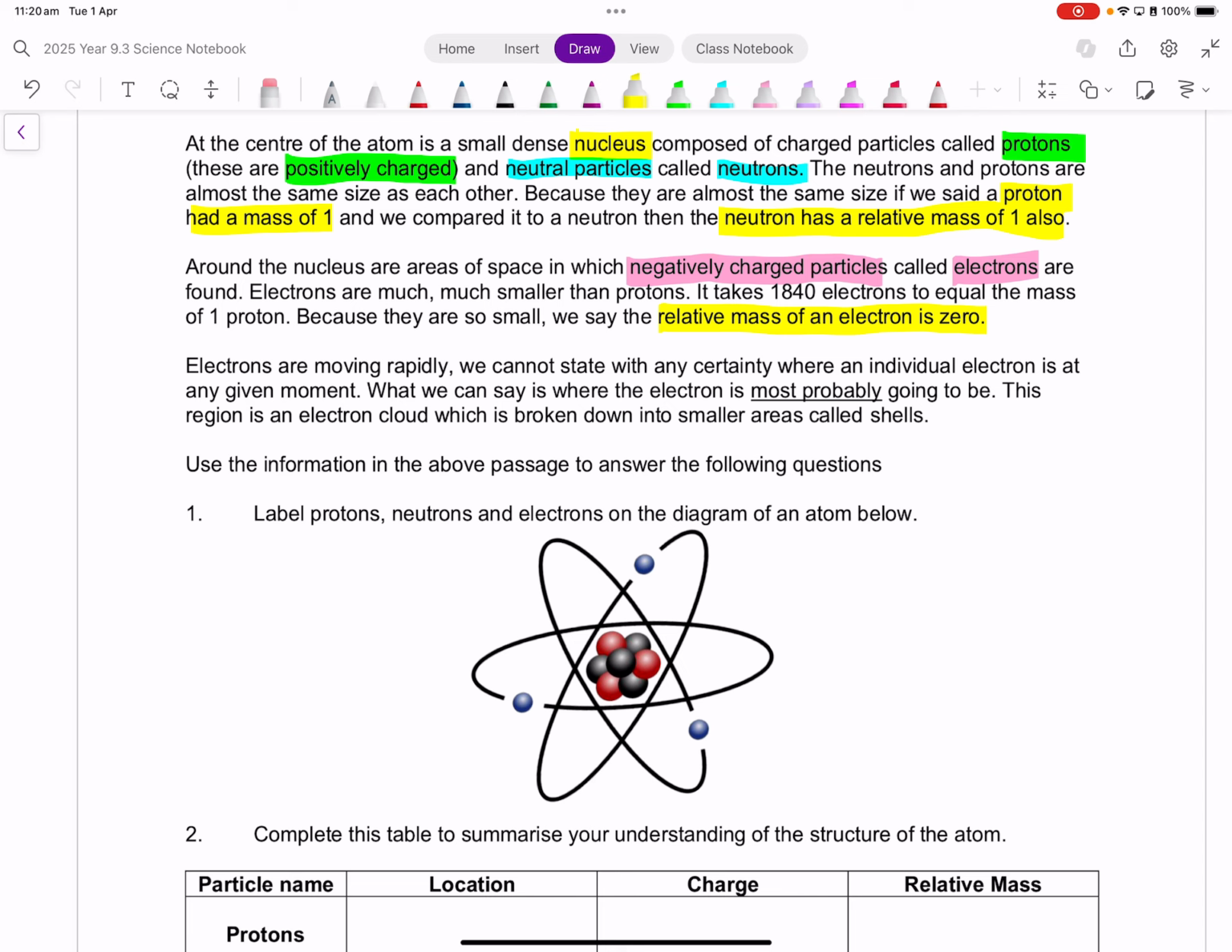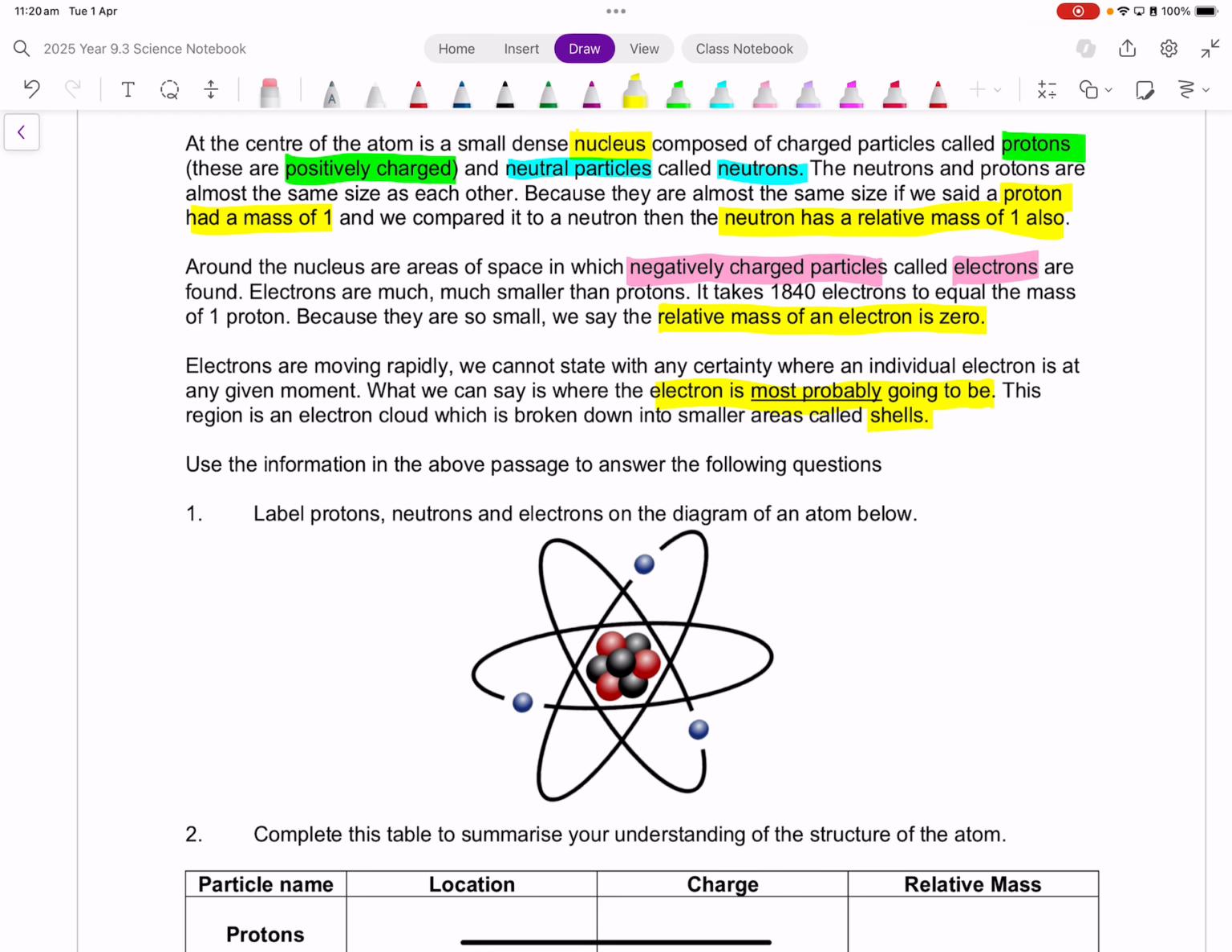But from a year 9 perspective, we don't need to worry about the cloud. I just think it's a really interesting thing to talk about. What we need to worry about instead is where the electron is most probably going to be, okay? And this area that it's most probably going to be is known as a shell. So these electrons like to live in their own shell.